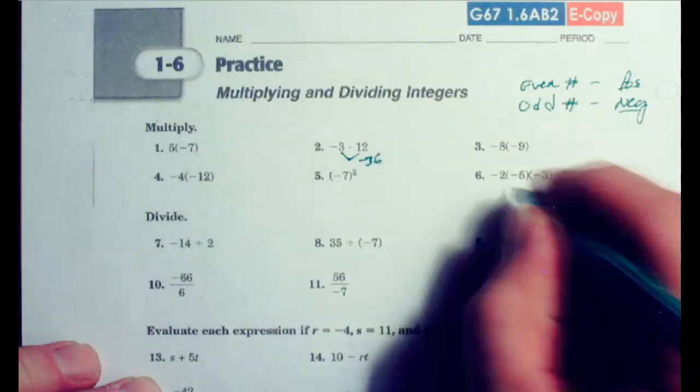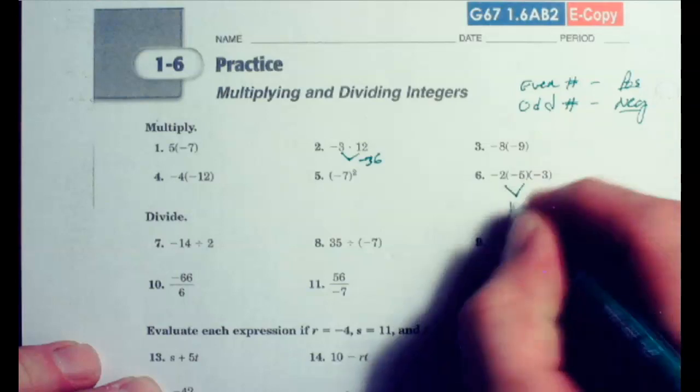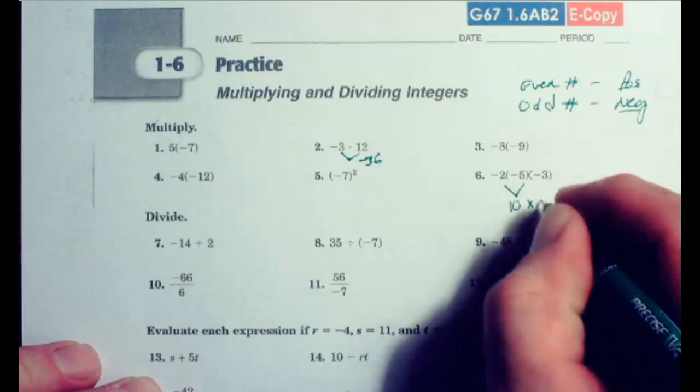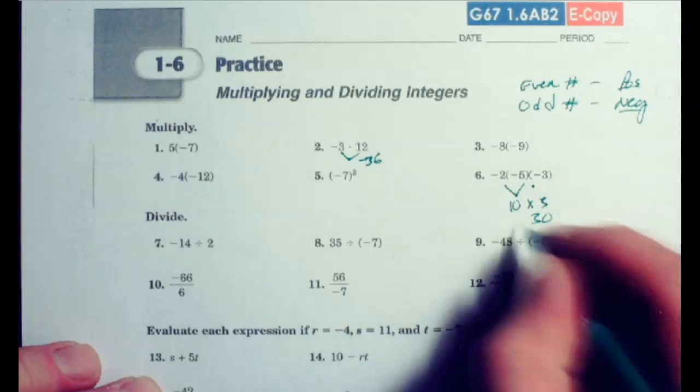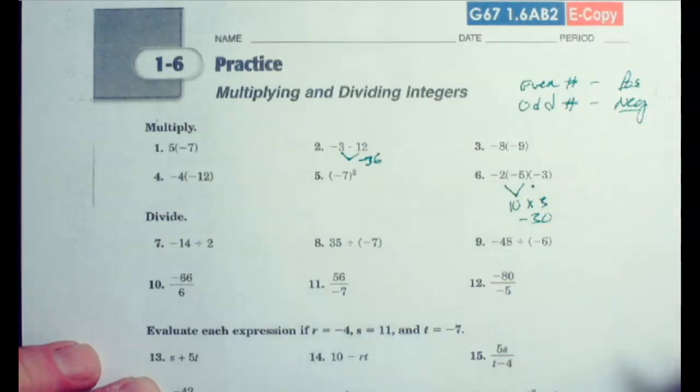Here, 2 times 5 is 10. Times 3 is 30. And we've got 1, 2, 3 negative symbols. That's an odd number. That's a negative product here.